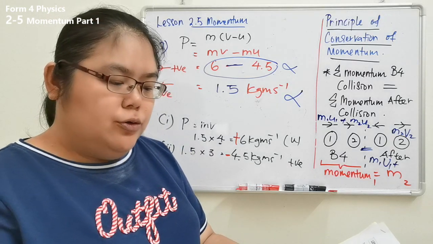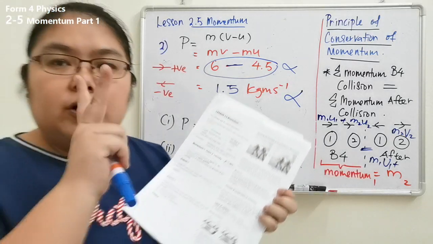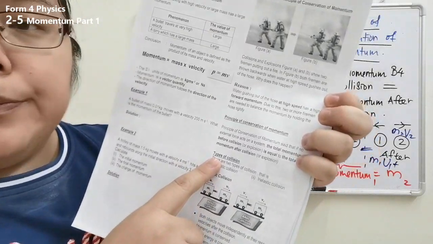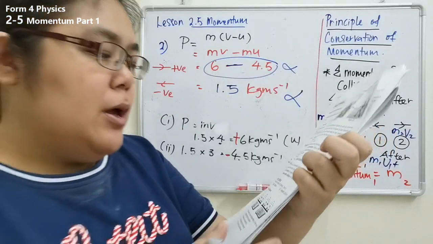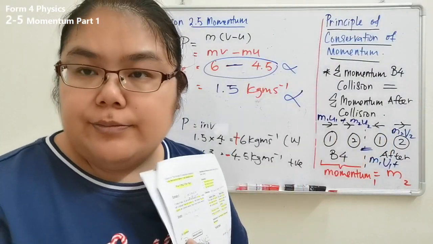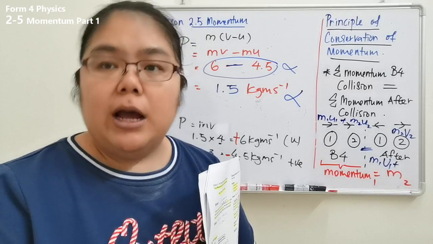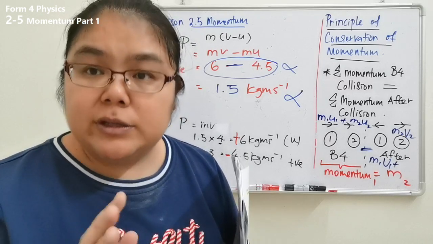Then we need to go through two types. We have two types of collision. Let's see here, types of collision. We have two types. One we call elastic, another one we call inelastic. Now we go to elastic first. We see what elastic means.